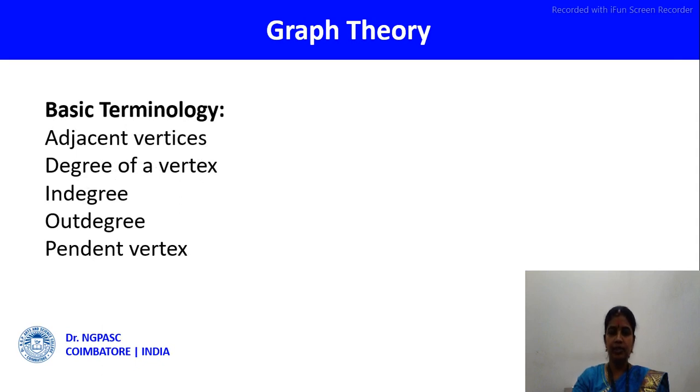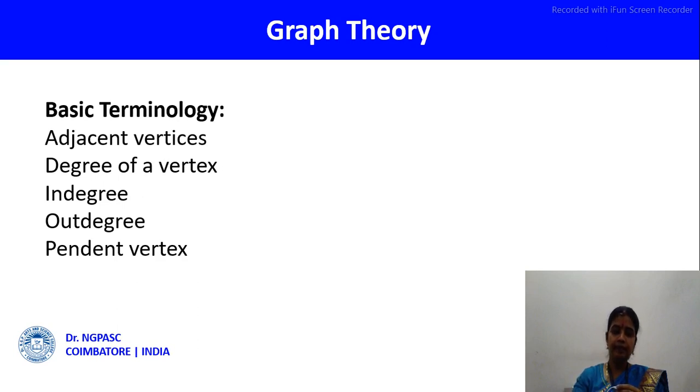Basic terminology: adjacent vertices. Two vertices in a graph are said to be adjacent if they are connected by a single edge. Then they are called adjacent vertices. Degree of a vertex is denoted by d(v). The number of edges connected with that vertex is called the degree of the vertex.